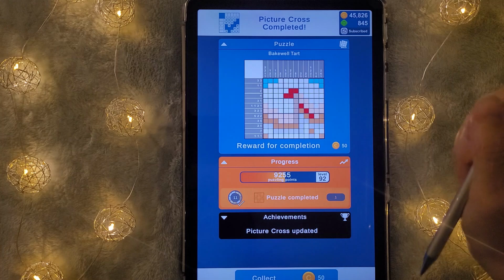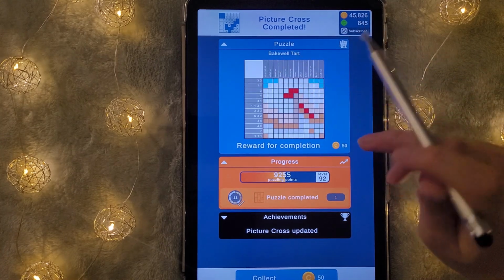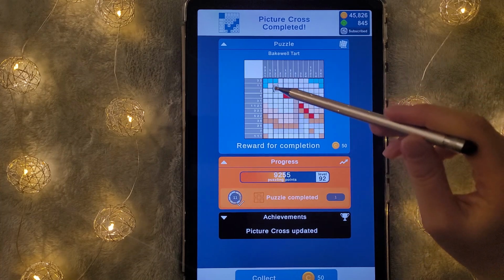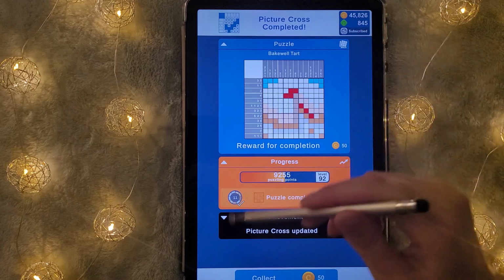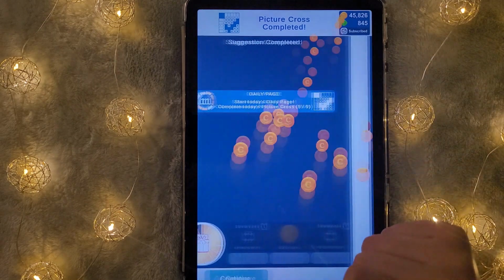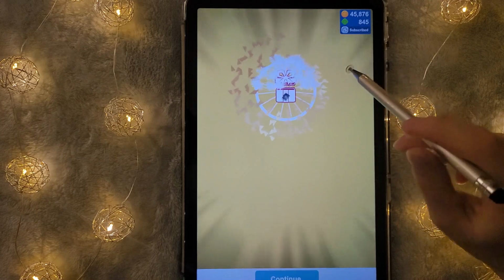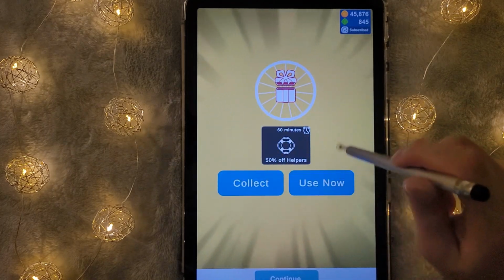I do like the picture crosses. I also like the ones with the color because it just adds an extra element of challenge because you don't always have a guarantee of where an X is going to be placed. So let's collect our coins and move on to the next one. Ooh, we got a bonus.